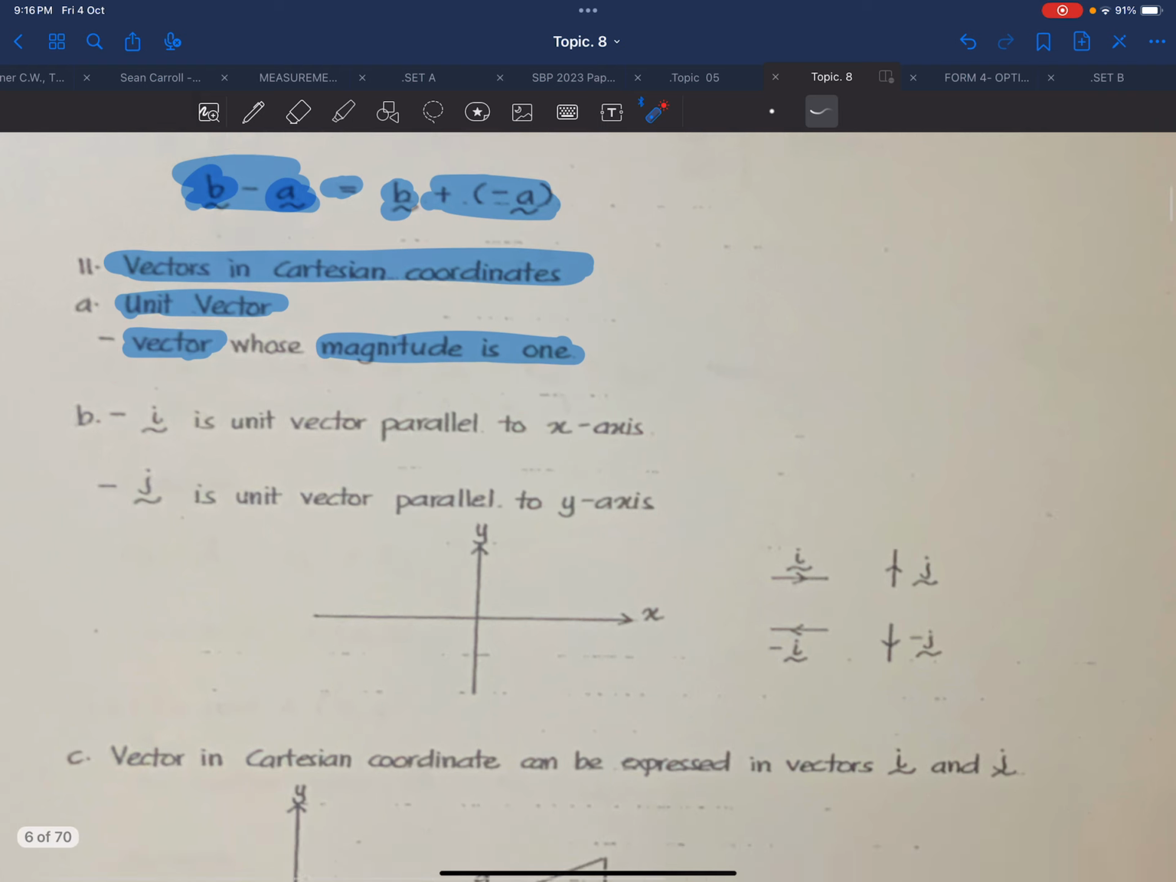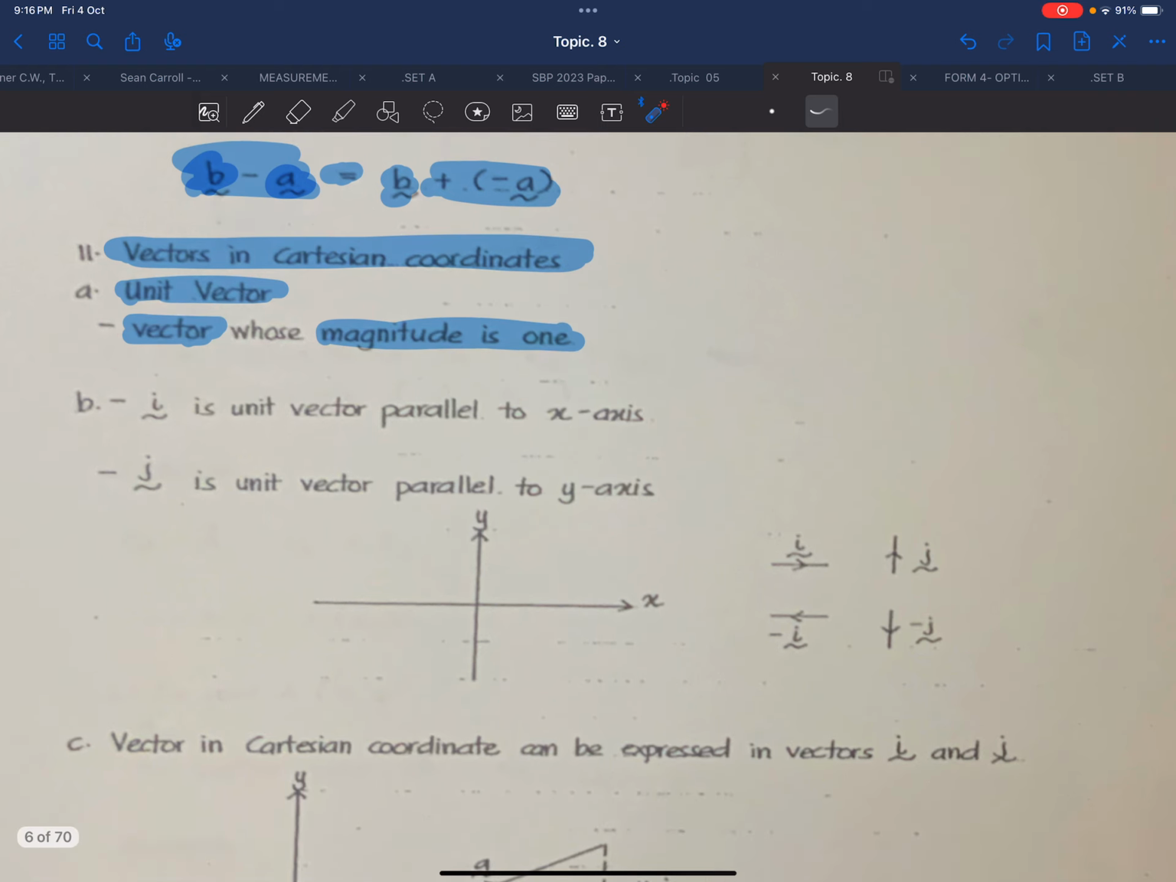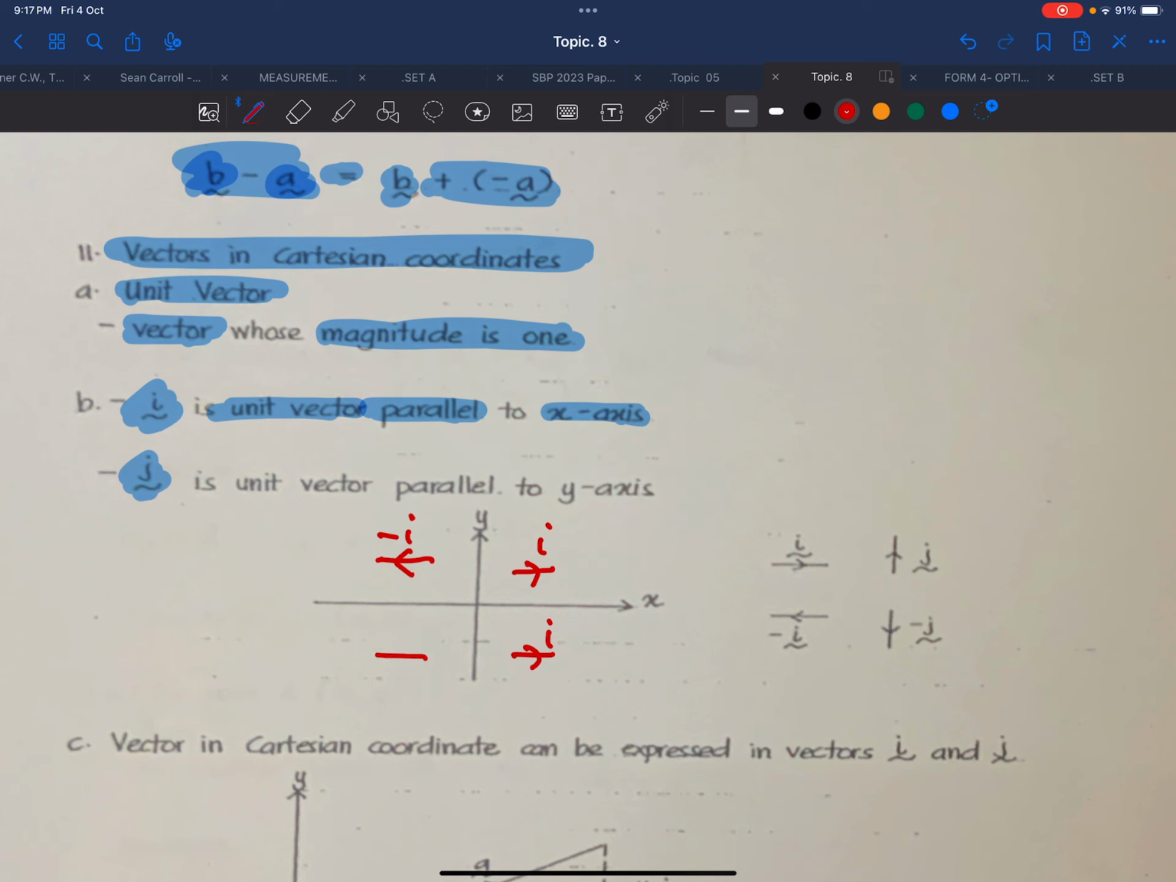And we have two special unit vectors, the vector i and the vector j. i is the unit vector parallel to the x-axis. To give you an example, it can be like this, i. It can go in the opposite direction, it will be negative i. Basically, i is the unit vector parallel to the x-axis. It can be anywhere, as long as it is parallel to the x-axis.